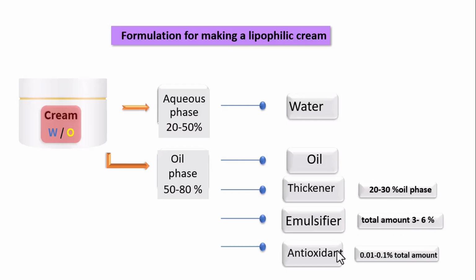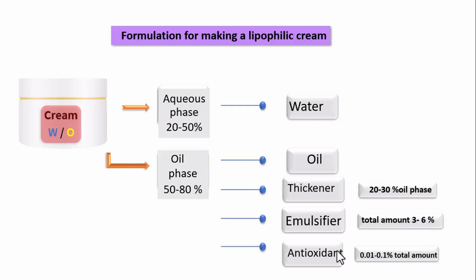And in lipophilic creams, we also use antioxidants. It's about 0.1%. This is because in lipophilic creams, the percentage of our oil phase is higher, and to prevent the oil from oxidizing and going bad, antioxidants are used.